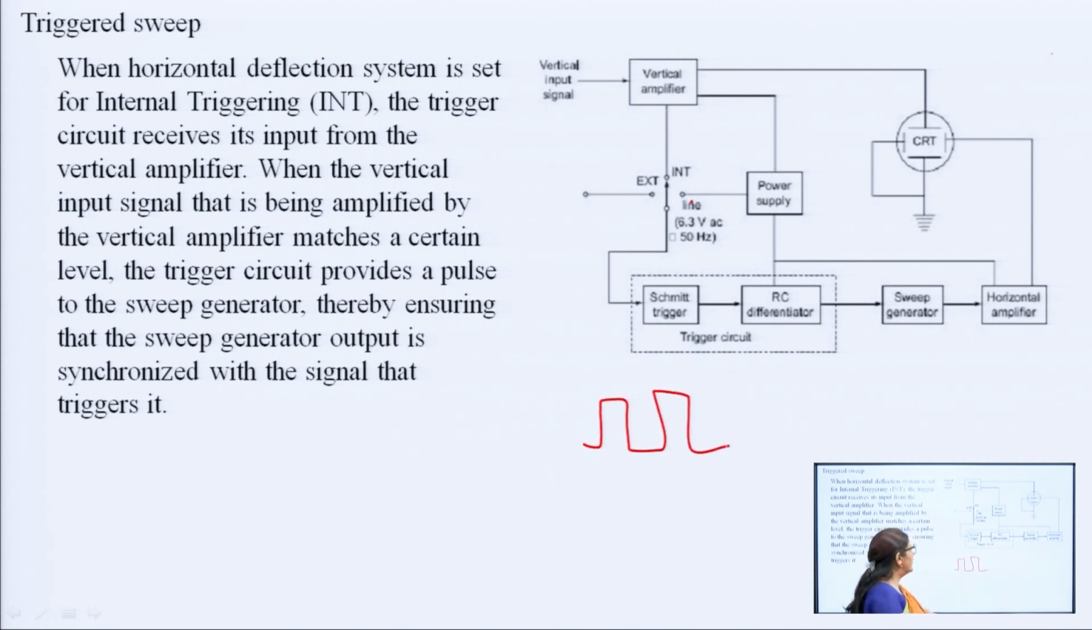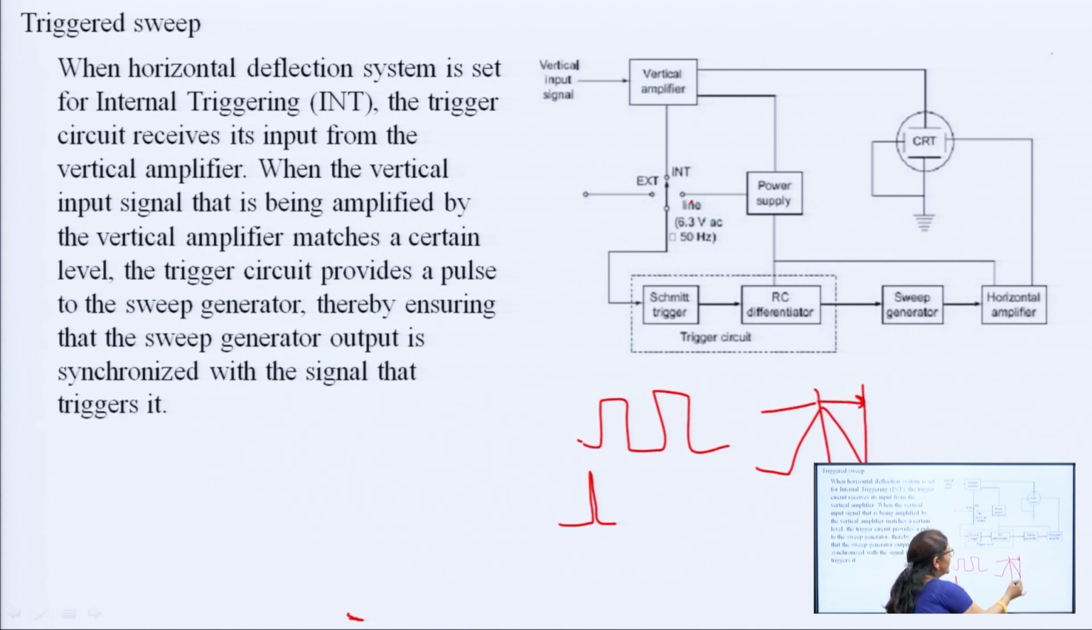Then this RC differentiator, basically it is an RC combination. It will convert this wide band signal into a very spike signal, and that spike signal is fed to the sweep generator. When this signal appears, the sweep generator will produce sawtooth wave signals like this. This is the trace period and this is the flyback period.